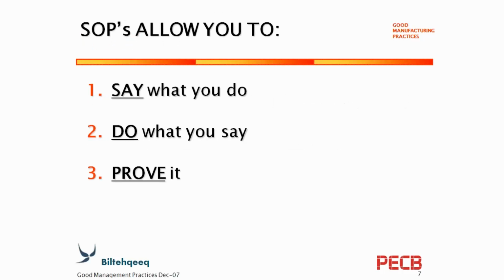What is an SOP? As you are familiar with other quality management systems, SOP is similar: say what you do, and do what you say. It's like ISO 9000. What you do, you have to write down that we are doing it, and then you have to practice it, and if you have to prove it, you can prove that we are doing this. So like other quality management systems, the SOPs are the same in GMP or HACCP.